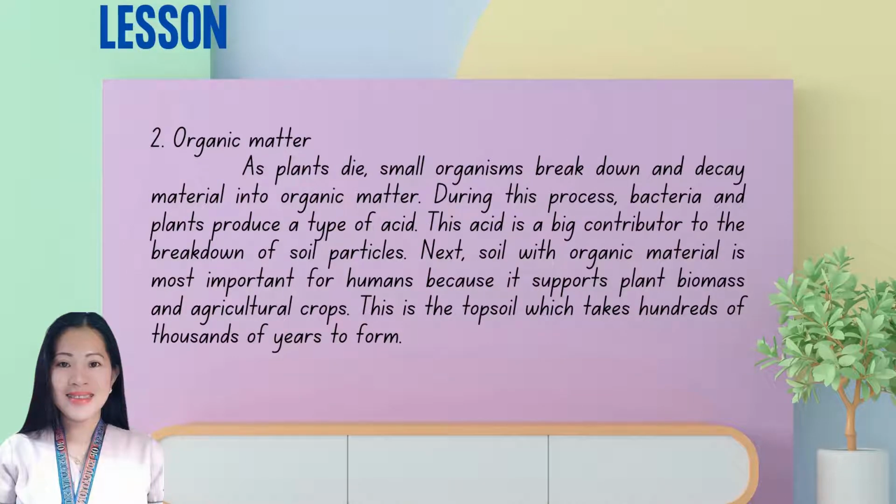Second, organic matter. As plants die, small organisms break down and decay material into organic matter. During this process, bacteria and plants produce a type of acid. This acid is a big contributor to the breakdown of soil particles. Next, soil with organic material is most important for humans because it supports plant biomass and agricultural crops. This is the topsoil, which takes hundreds of thousands of years to form.